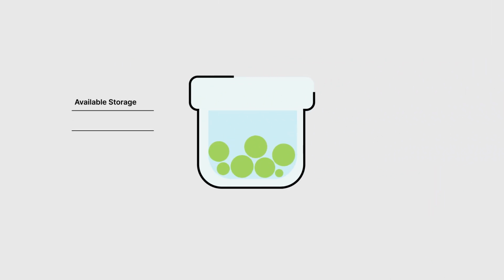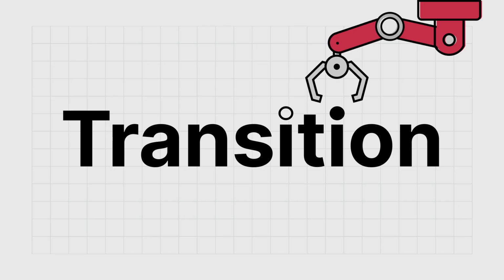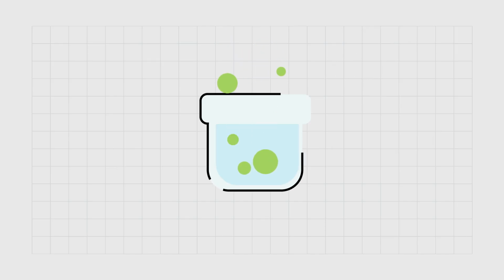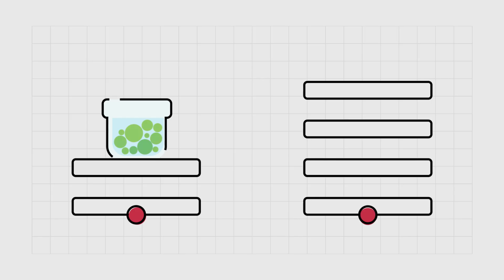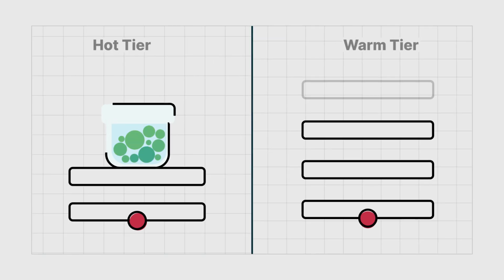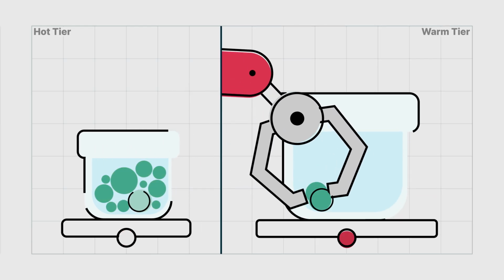The second option is to transition the object, which moves it to a different cluster. This allows you to seamlessly retain your data in a cost-effective manner by using two tiers. Let's call our two tiers hot and warm. After some time, the bucket will move the object to the warm tier. But the object is still accessible via the hot tier.